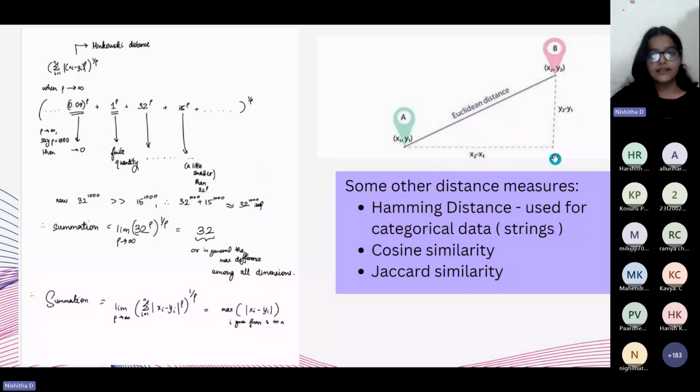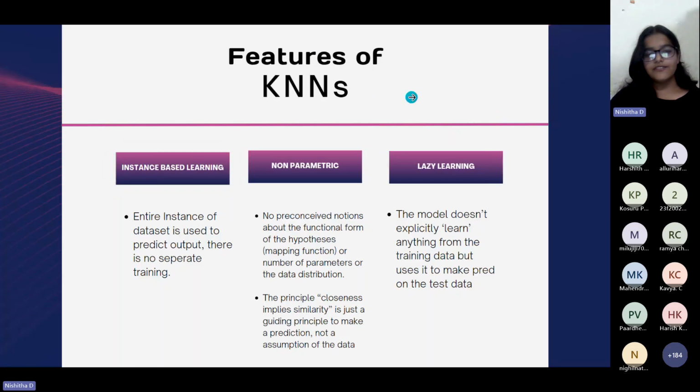Now let's understand some features of this algorithm. We understood the hyperparameters of this algorithm and its functioning. Now let's see some features. This algorithm does instance-based learning. An entire instance of the data set is used to make a prediction. There's no separate training phase. The entire training data set is used at once and you make a prediction on the test data point. That's why it's called instance-based learning.